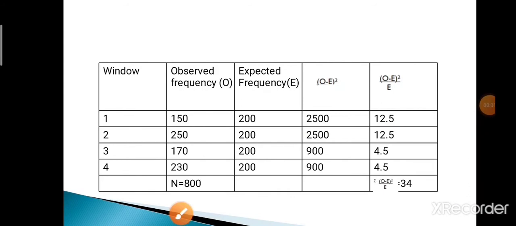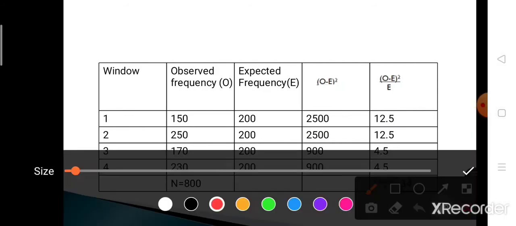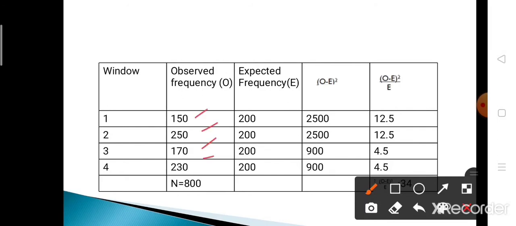Here there are 4 teller windows and the observed frequencies are 150, 250, 170 and 230, and the total observed frequency is 800. Now first calculate the expected frequency, that is E. O for observed and E for expected. So how to calculate the expected frequency? The expected frequency is calculated as capital N divided by the number of observations.